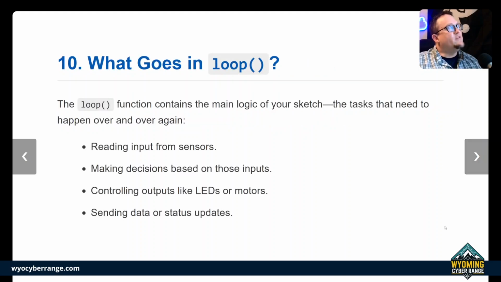So what's going to go in the loop? Well, this is going to be input from our sensors. Any of the sensors that we're going to attach to our circuits are going to be here. We've already done an LED. This could be motors. This could be sending data or status updates. Maybe we want to print to the screen the temperature from the temperature sensor. Whatever we're going to do, we're going to stick in the loop function.